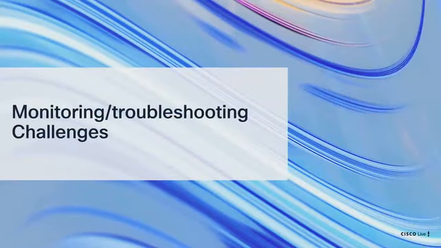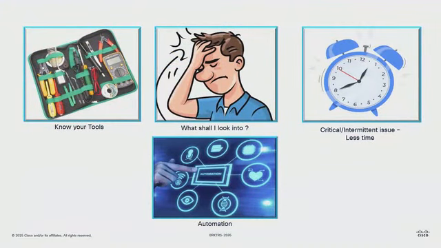Right, let's move ahead towards some of the monitoring and troubleshooting challenges. So first thing to start off with, know your tools. What I mean by know your tools is we need to really understand what kind of tools are at our disposal. And just knowing the tools is not enough. We need to also take care of what shall I look into. I have been troubleshooting with SD-WAN for the past 3-4 years, and sometimes I also feel this dilemma, what shall I look into?